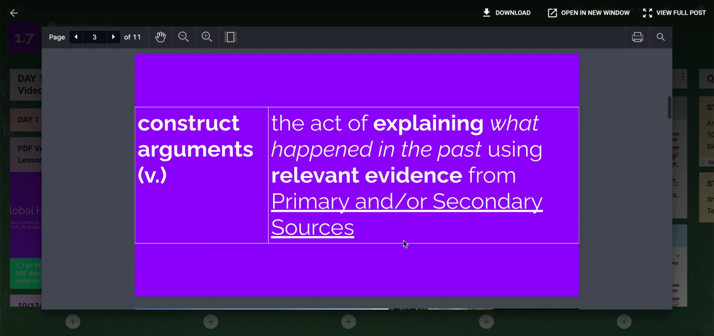So, let's first understand historical argument. What does it even mean? To construct an argument is a verb. It's an action. You're doing something. And it's the act of explaining what happened in the past using relevant evidence from primary and or secondary sources.